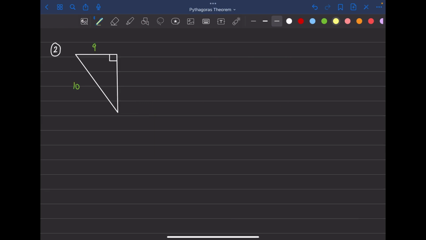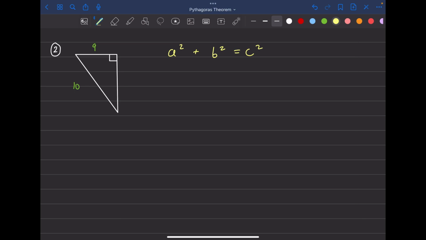Okay, question number 2. This time we have this side over here is 10, and then this side over here is 9. The most important step first is to find out where the right angle is. So is there a right angle? Yes. Does that mean I can use the formula? Yes. So I'm going to write down a squared plus b squared is equal to c squared.